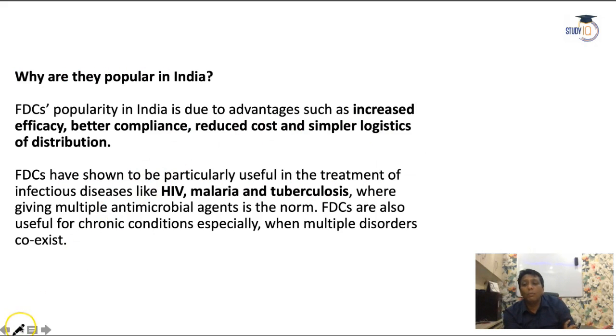Why are they popular in India? The first reason, guys, is that their efficacy is good. They give a maximum and sudden response. Better compliance is there. The cost is less. Even logistics of distribution are simpler. It is easy to distribute and it is available everywhere. FDCs are also particularly useful in the treatment of some dangerous diseases like HIV, malaria and tuberculosis. Here the FDC has given a wonderful response.